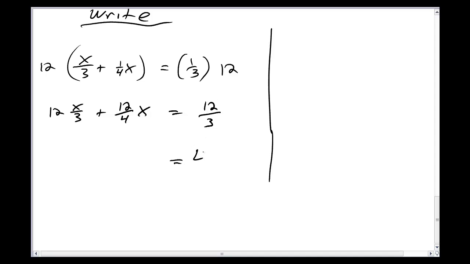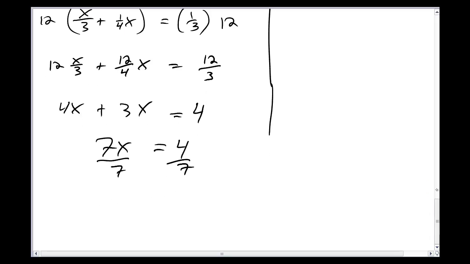12 over 3 is going to give me 4. 12 over 4 is going to give me 3. There's still the x there. And this 12 divided by 3 is going to give me 4x. 4 plus 3 gives me 7x, because these are like terms. And finally, I divide both sides by 7. Since I divided the left by 7, I had to divide the right by 7. And this gives me x equals 4/7.